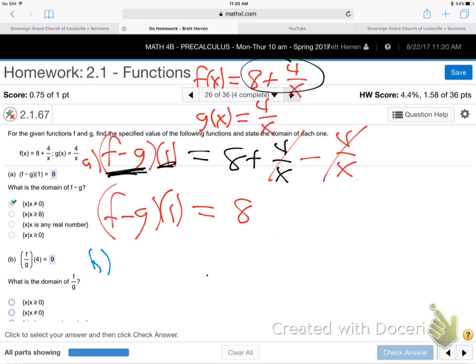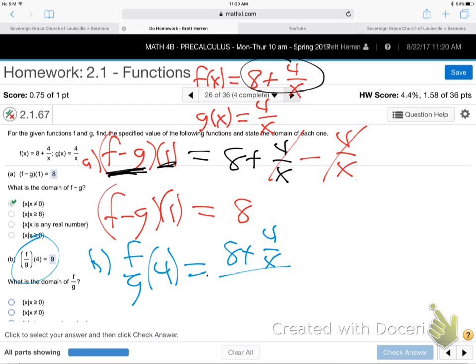And then part B says, divide the two and plug in a 4. Instead of subtracting the two original functions, now divide the two functions. Make a new function out of the old two, dividing them. So I put the 8 plus 4 over x, over 4 over x. So that's f over g. And then plug in. Oh, yeah, we can't. Good question. Yeah, we can't.